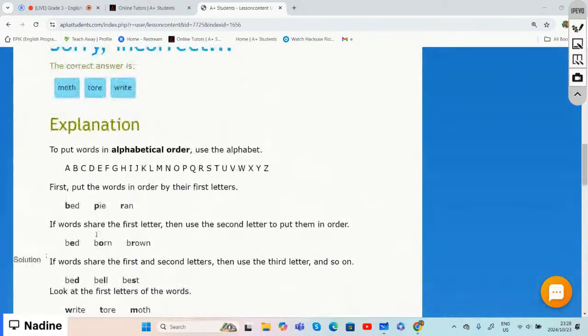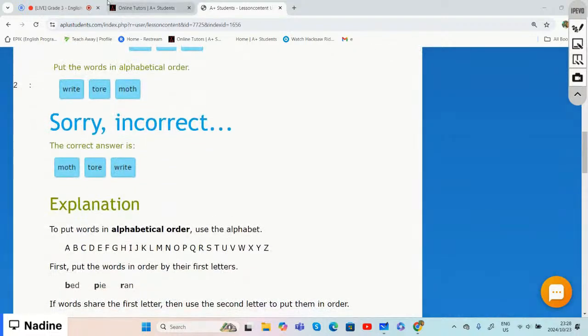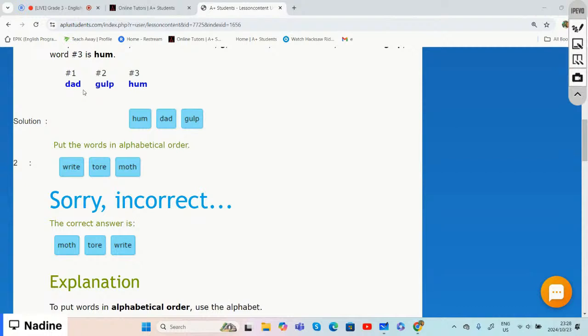Let's look at these words: right, tall, and moth. Whenever we put words in alphabetical order, we first look at the first letters.